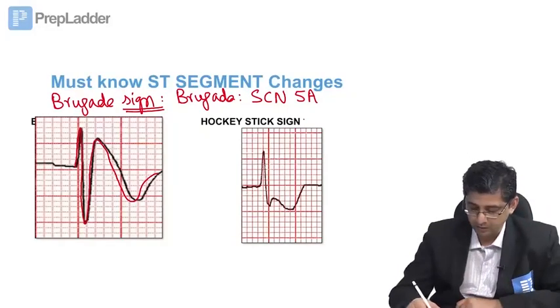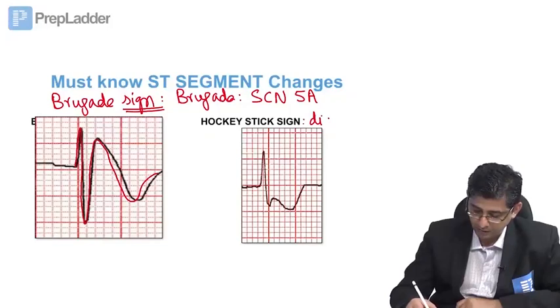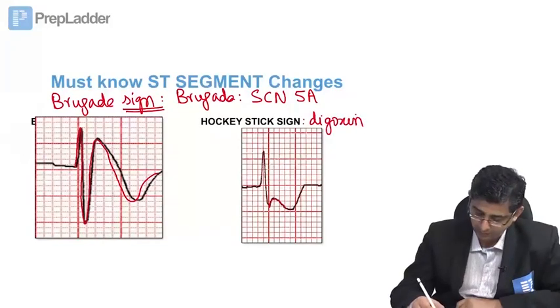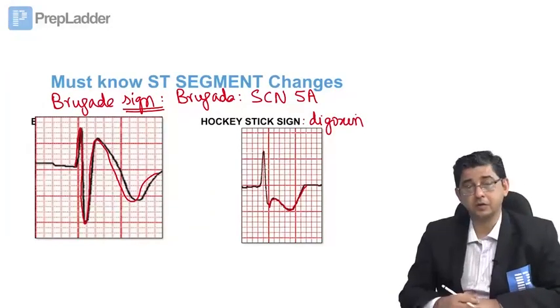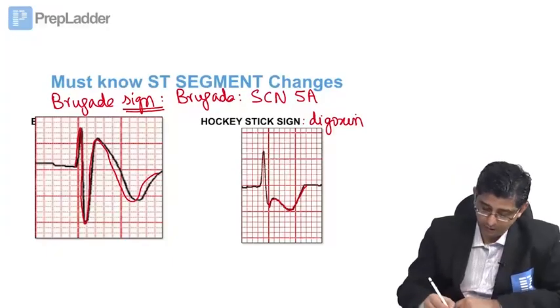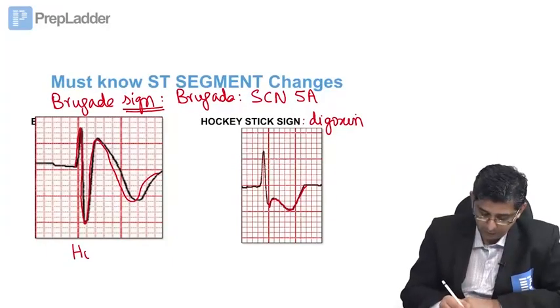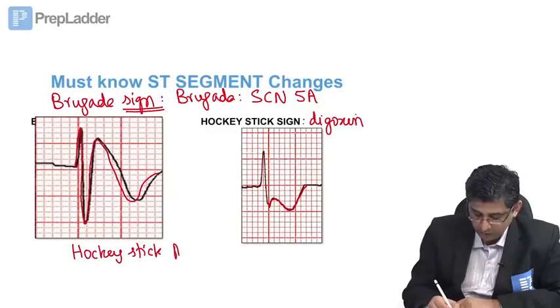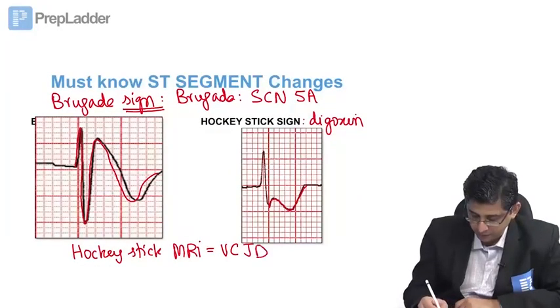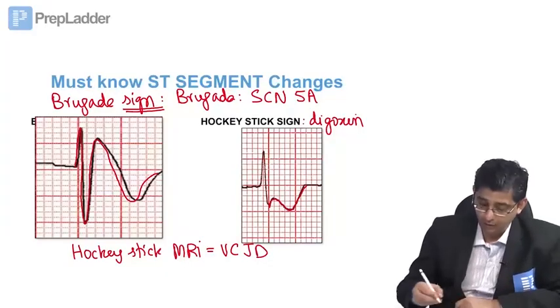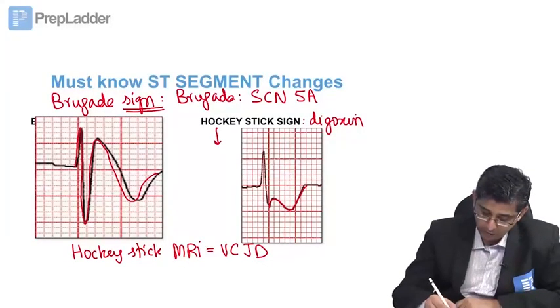Second is hockey stick sign. This hockey stick sign is seen with digoxin. Hockey stick sign is also read by us in literature for MRI. Hockey stick sign in MRI should be remembered for variant Creutzfeldt-Jakob disease. Hockey stick sign is also to be remembered for echo, that would be mitral stenosis.